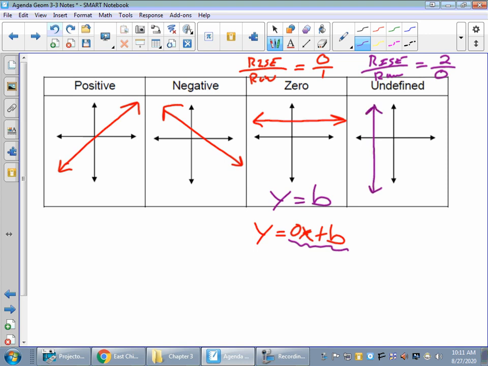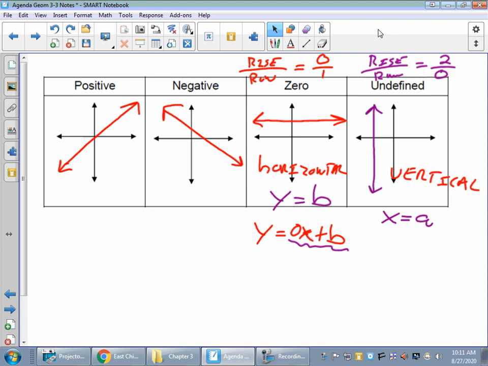Those are going to be in the form x equals a. So if you have a y equals b line, y equals a number, then we know it's going to be a horizontal line with 0 slope. And if it's a vertical line, then it's going to be in the form of x equals a number, like x equals a, x equals 6, x equals 4, something like that. So 0 slope is a horizontal line, undefined is a vertical line. And then you can see your positives and negatives here.